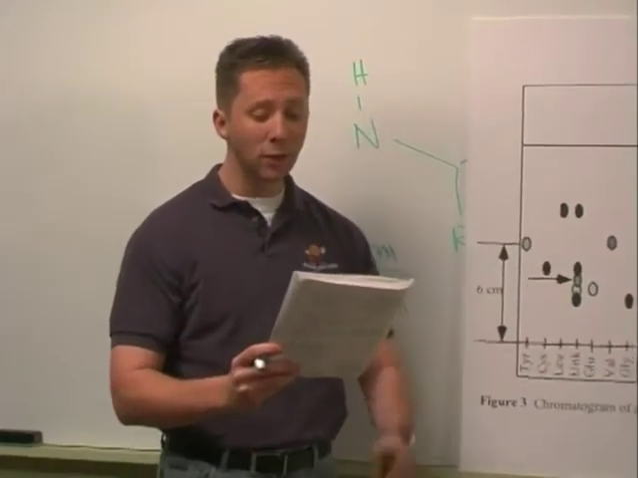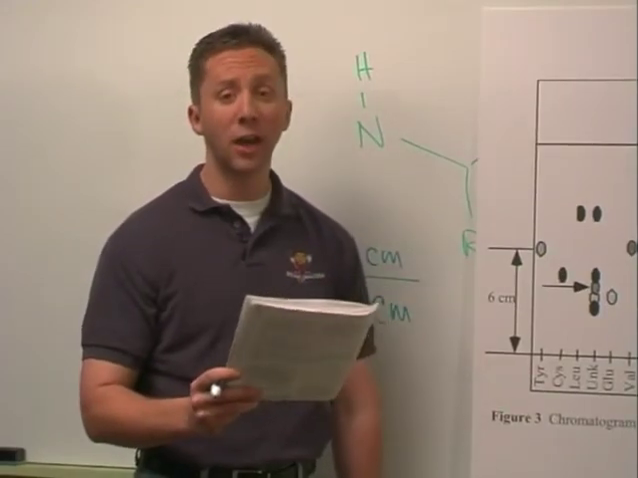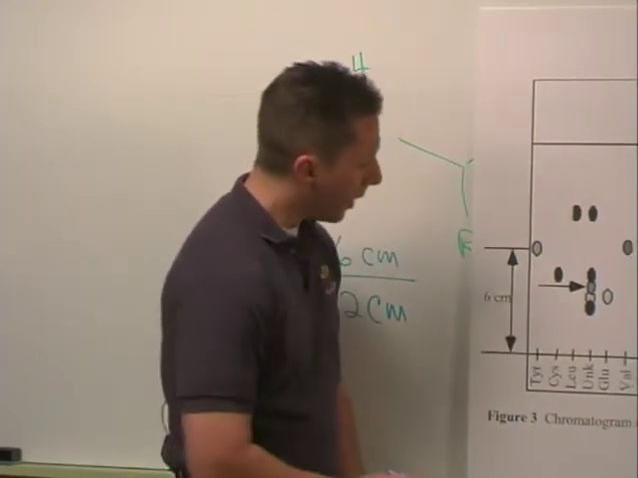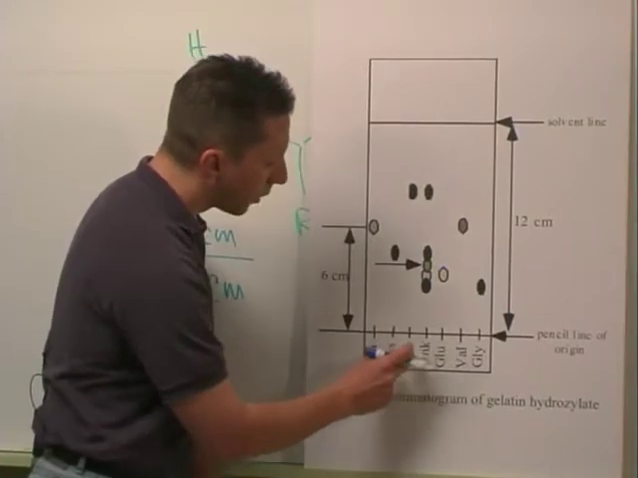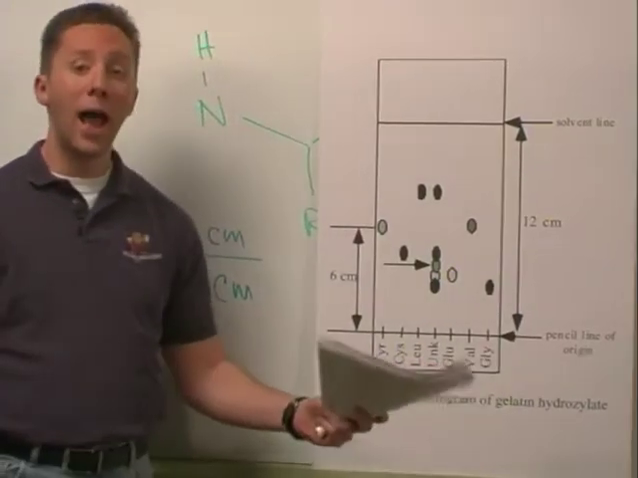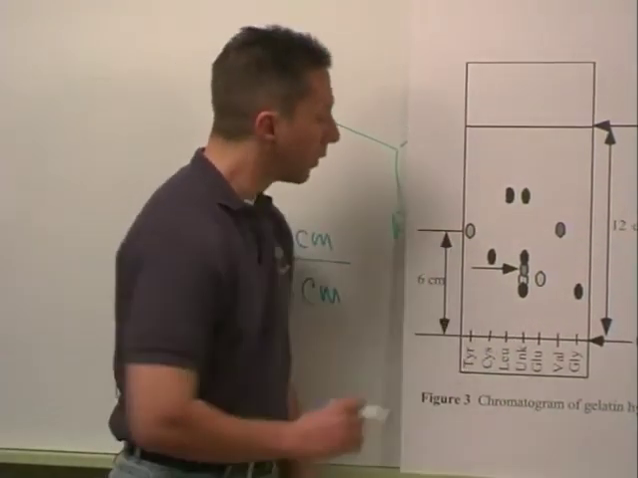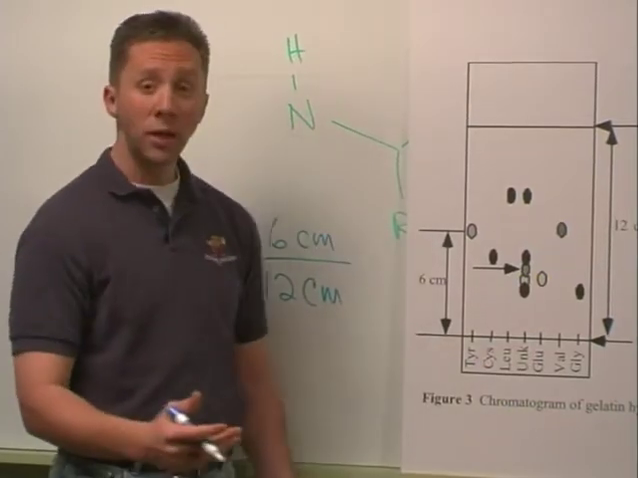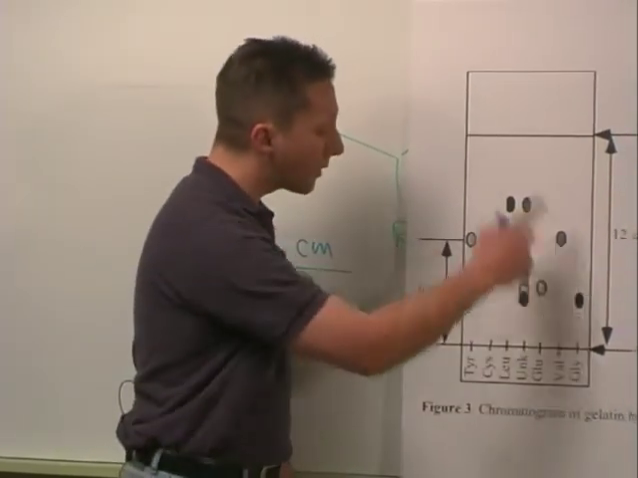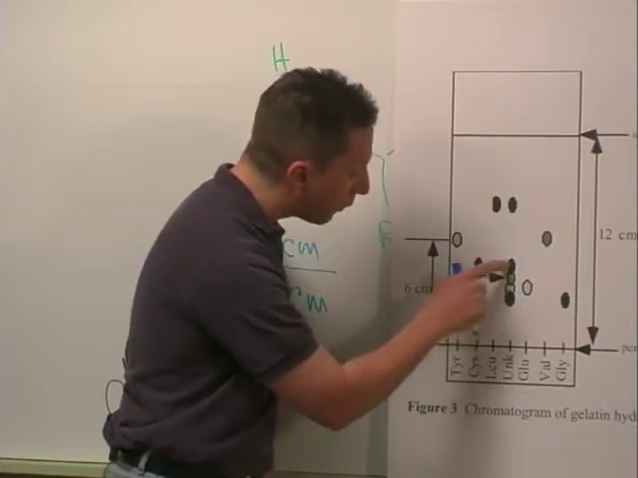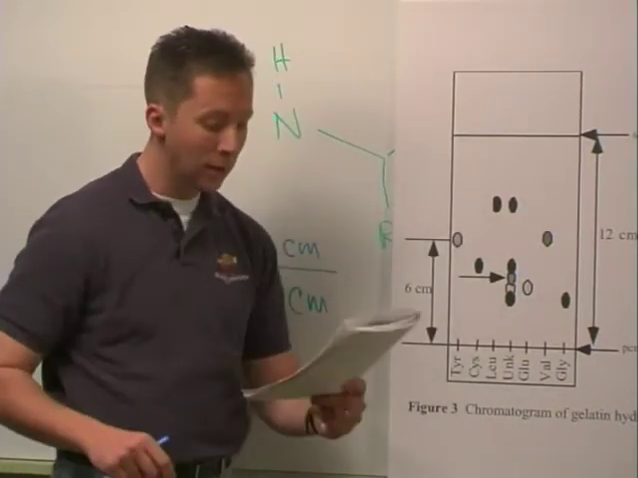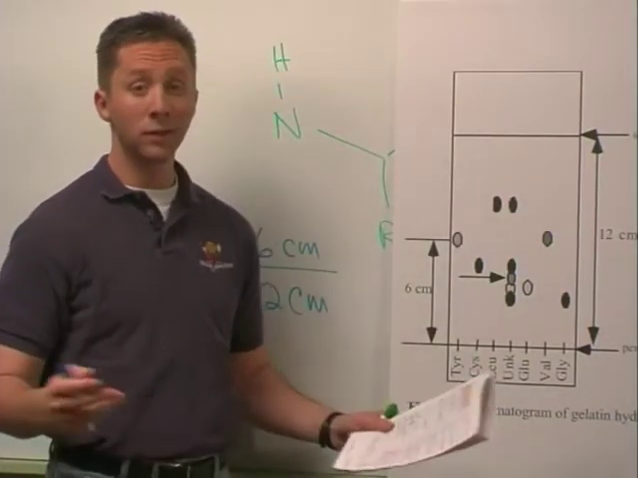182. How many residues were present in this sample of hydrolyzed gelatin? Well, what's going on here is that we're looking at the unknown, and we want to know how many different parts were within the unknown. All we need to do here is count the number of spots that were made. We've got 1, 2, 3, 4, 5 spots made. Best answer for 182 must be D.